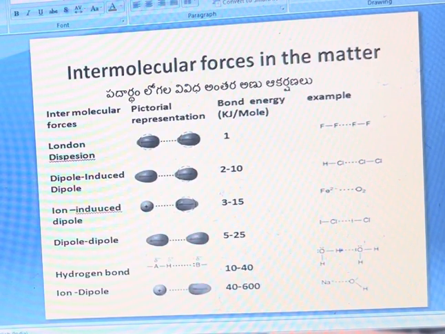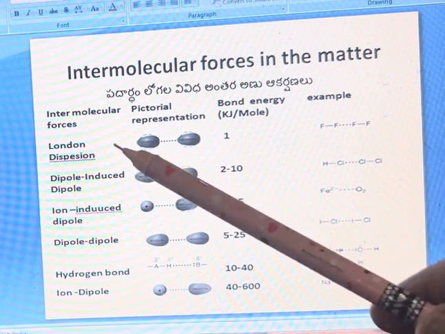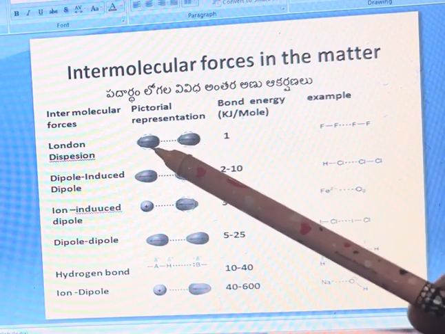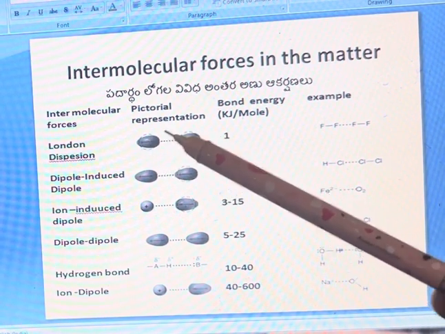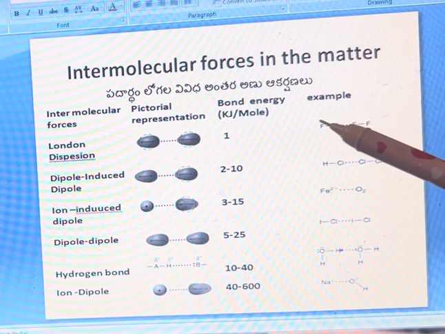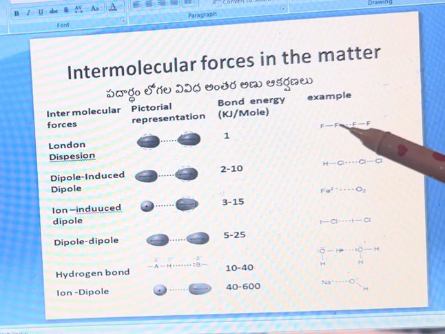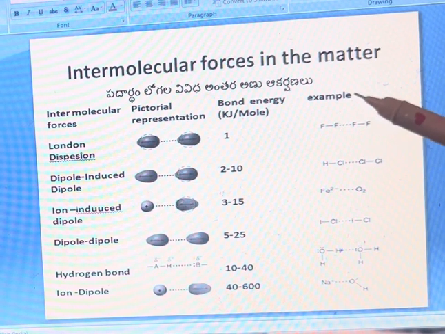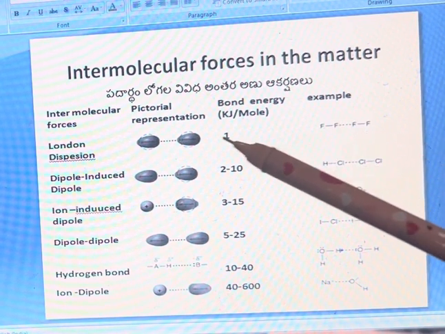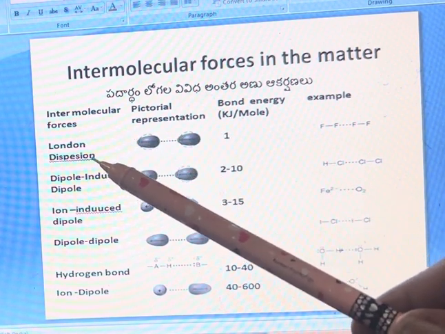Anyway, the next one, let us see in detail the comparison of bond energies. The weakest one is London dispersion forces. This is a round molecule. After polarization, they will be like this. This attraction is 1 kilojoule per mole, for F2 or Cl2 molecules. This is a neutral, symmetrical molecule. The attraction happens due to a short-lived polarization. Such forces are called London forces or dispersion forces, LDF, London dispersion forces.